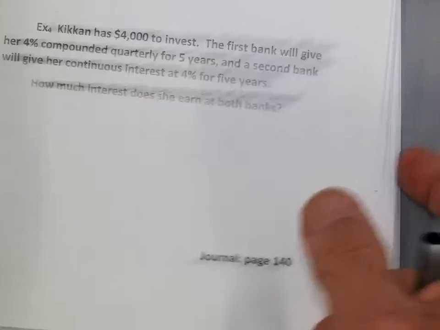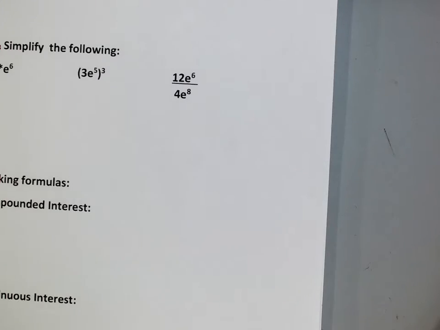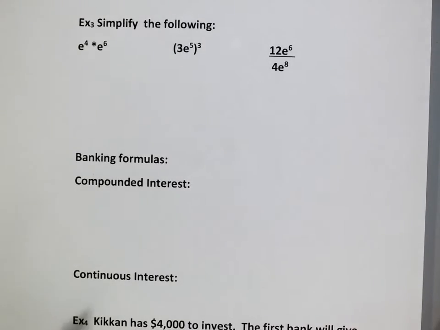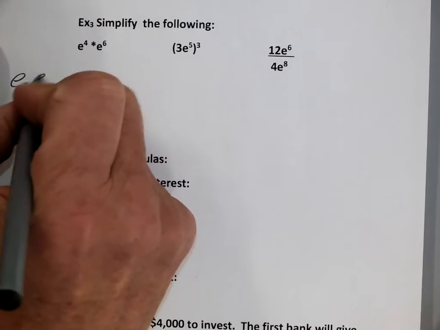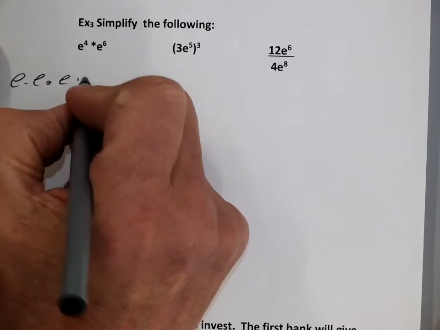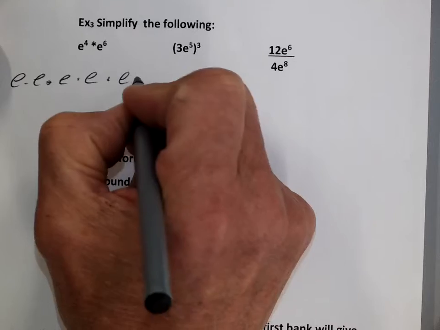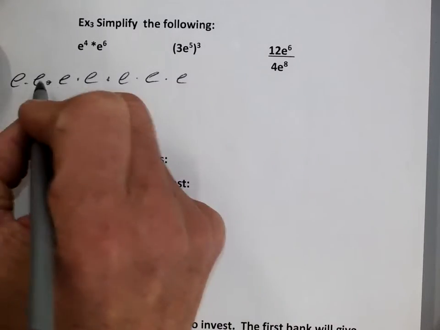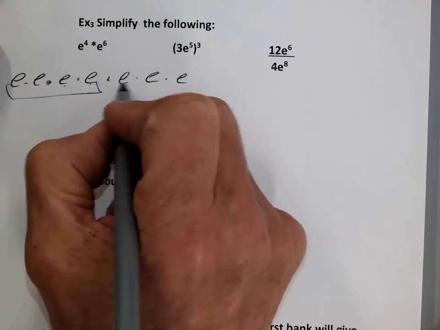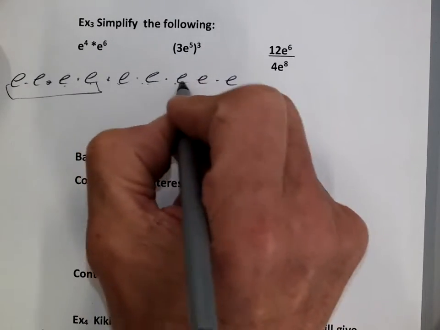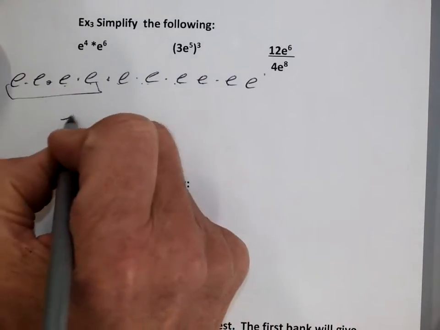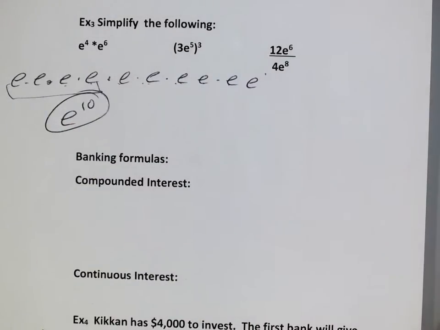Hey, let me turn the page. Okay, now e is just like x. So when you look at your assignments today, think about e as x. This is like e times e times e times e times another e times e times e, 1, 2, 3, 4, 5, 6, and 1, 2, 3, 4, 5, and 1, 2, 3, 4, 5, 6. Well, it's really like e to the 10th. Boom, done.